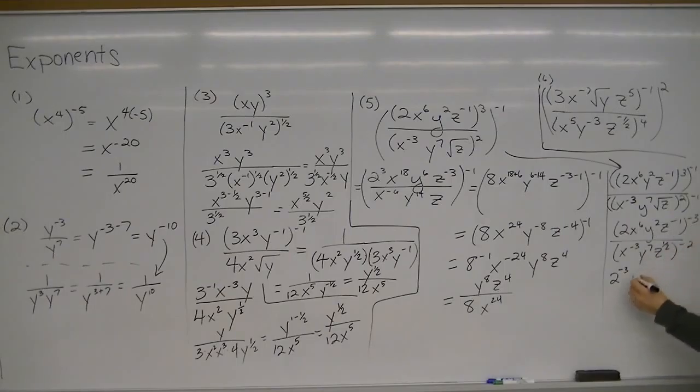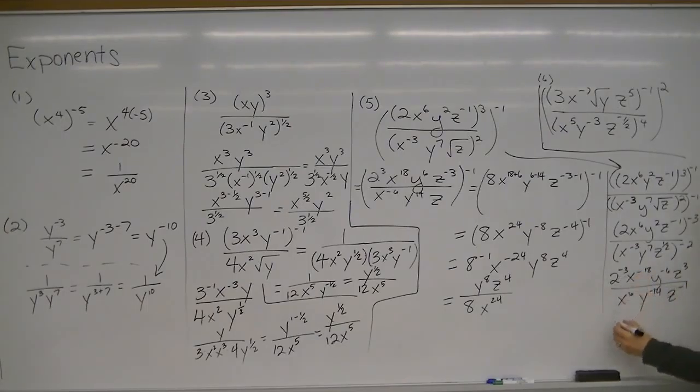and then x to the 6 times negative 3, so negative 18, y to the 2 times negative 3, so y to the negative 6, z to the negative 1 to the negative 3, so z to the positive 3. And then I get x to the negative 3 times negative 2, so x to the positive 6. Y to the 7 times negative 2, so y to the negative 14. And then z to the 1/2 to the negative 2, so z to the negative 1st. And now we can just simplify.